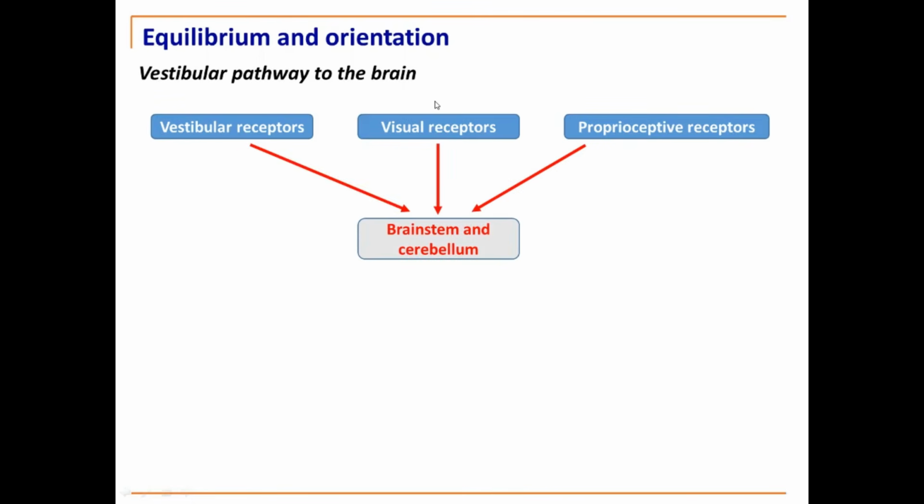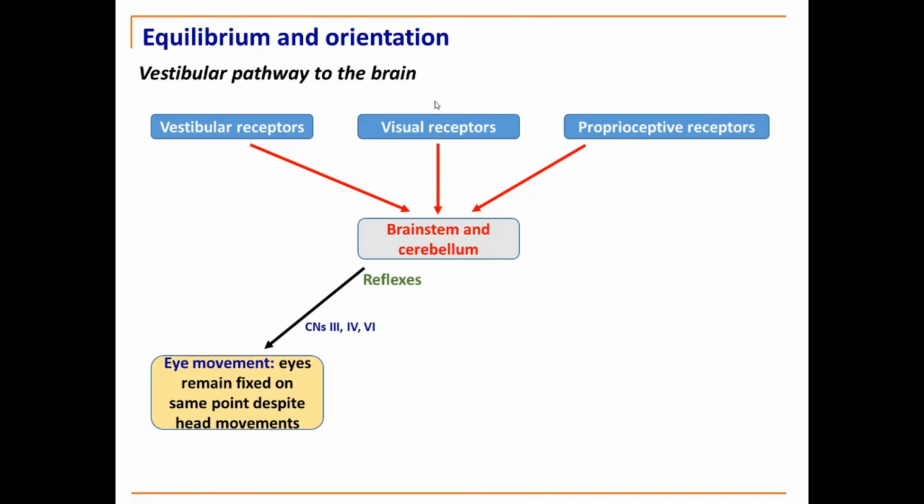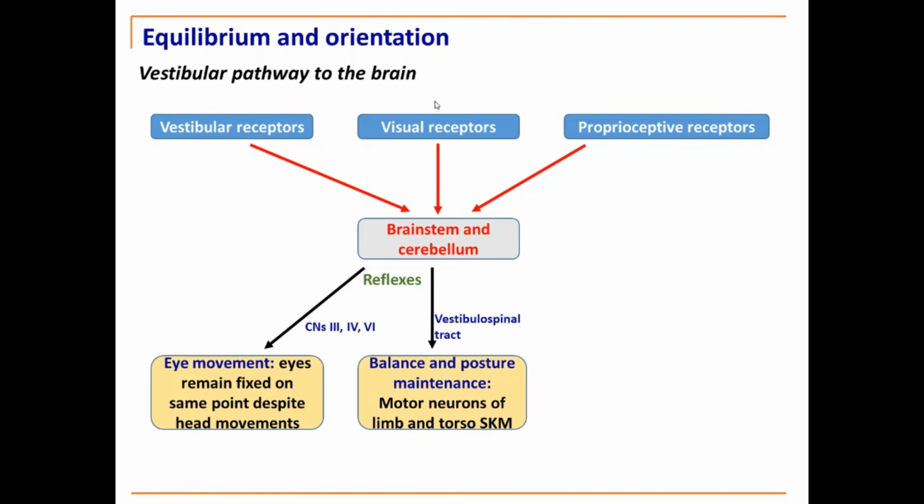And all that information is processed together. It goes to the brainstem and it goes to the cerebellum as well as to our conscious awareness. And in our brainstem and cerebellum, there are various reflexes that we have. So one of them is eye movements. Your eyes remain fixed on the same point despite head movements, and that's through your cranial nerves 3, 4, and 6. Another reflex, your vestibulospinal tract, is your balance and posture maintenance to the motor neurons of the limb and the torso skeletal muscle.